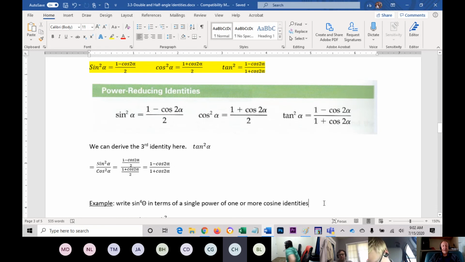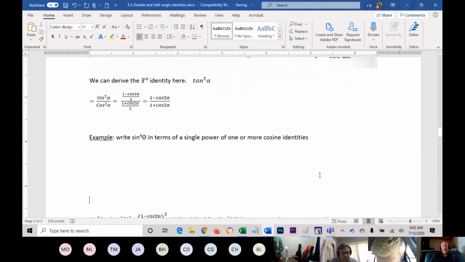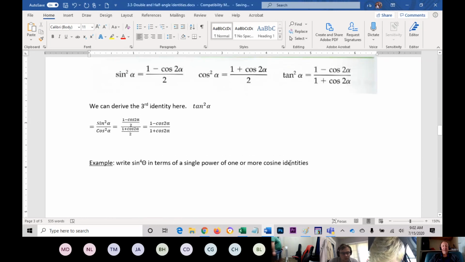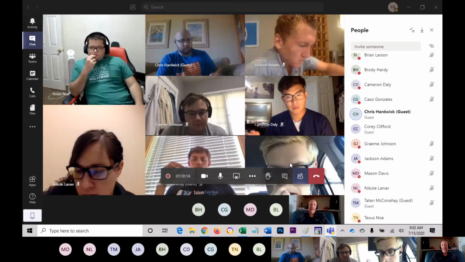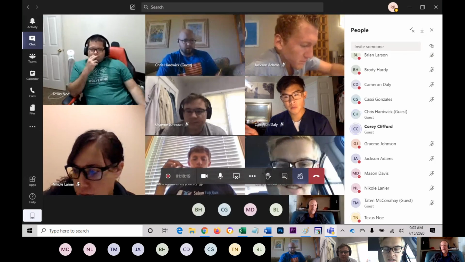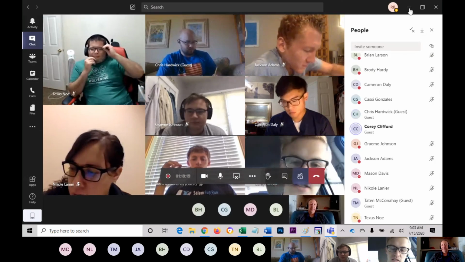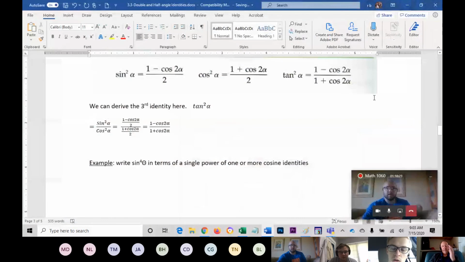All right, write the sine to the fourth of theta in terms of a single power of 1 or more cosine identities. Okay. So that was Corey Clifford. Chris, it must be your turn. Yep. So we'll just change that to an X because I can't make thetas very well.